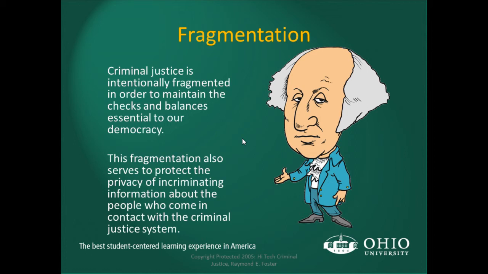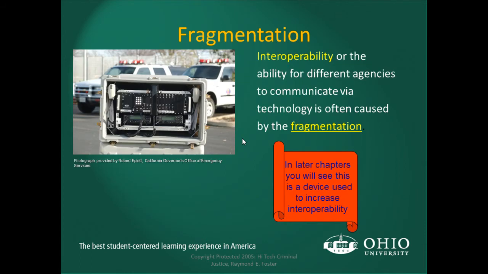Criminal justice is intentionally fragmented in order to maintain checks and balances essential to our democracy. That is the initial, I guess, the initiated side of fragmentation. So it's important to understand that was the point, and that's how fragmentation occurs, because there are multiple jurisdictions. There are checks and balances, but from that, we end up with a lot of issues. So you see fragmentation on this slide here, and interoperability. Those are words that go hand in hand.